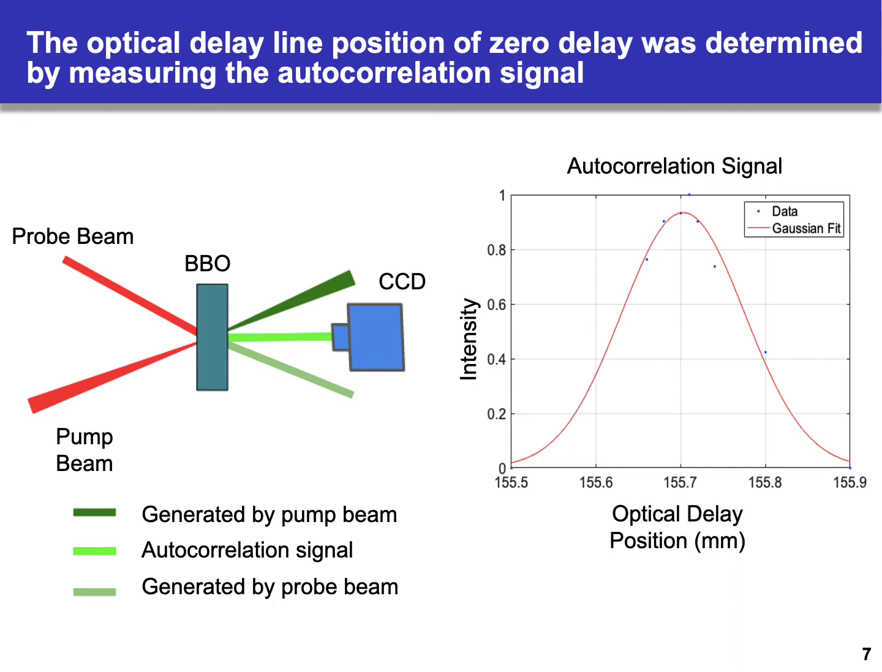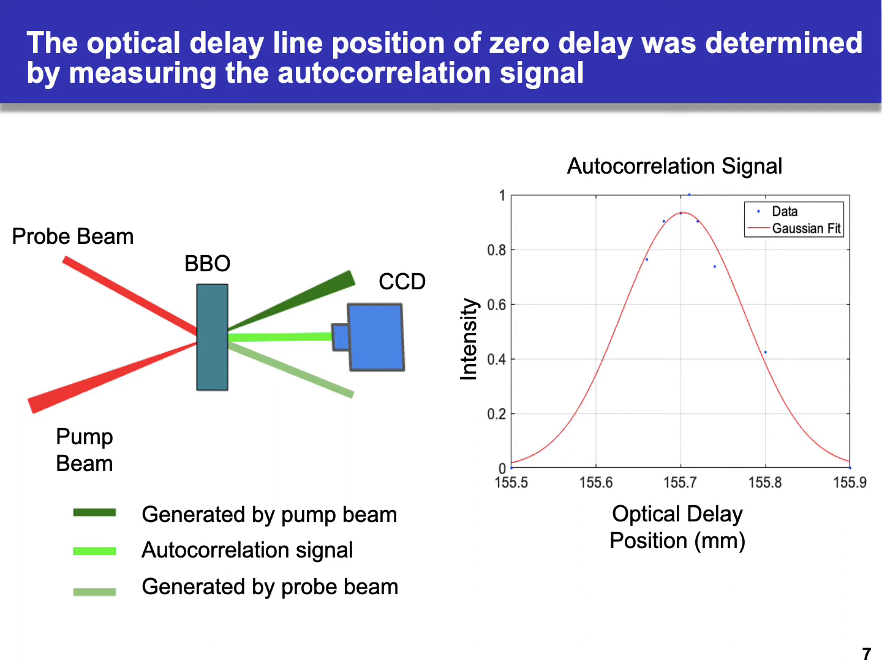To find the autocorrelation signal, we scan the optical delay line, varying the time that it takes for the probe beam to reach the sample. When the delay line is at a position where the pump and probe paths are the exact same distance, that means that they're temporally overlapped.